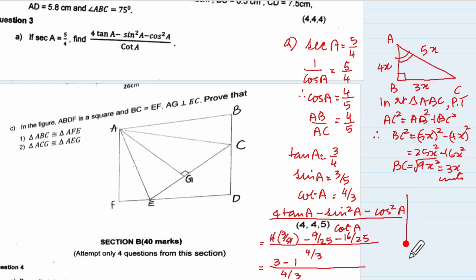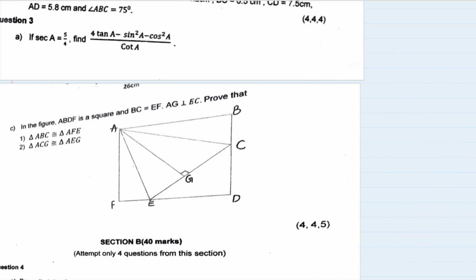Now I don't have space, so I'll continue over here. That is 2 upon 4 upon 3. So that will be 2 into 3 upon 4. How much is that? It is 3 upon 2, which is 1.5. So if your teacher says write 1.5, please write 1.5. Otherwise, there's no need to do anything else. Now we are finished with A.